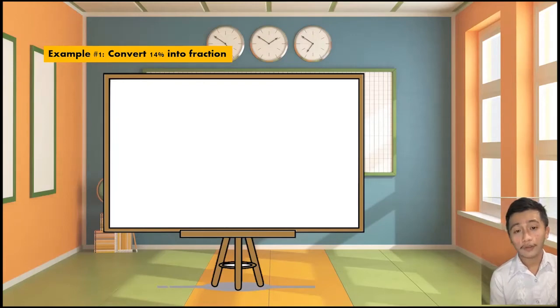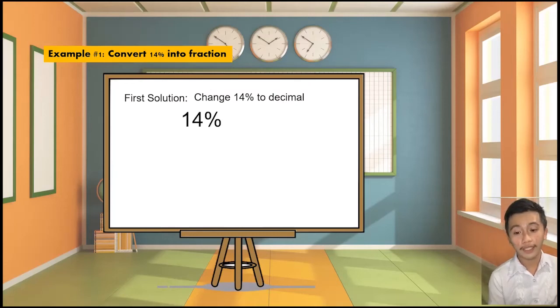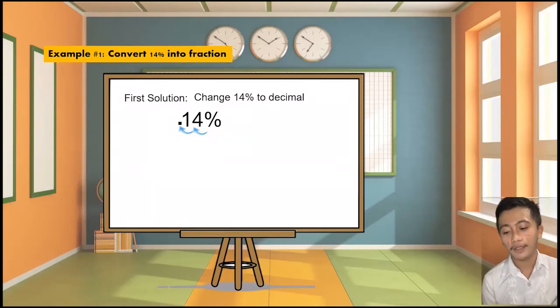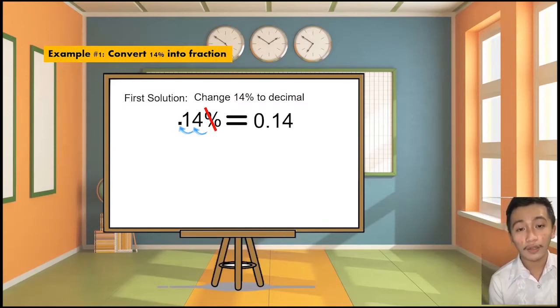So, for our first solution, we will change 14% to decimal. So we will just move the decimal point 2 places to the left. So we'll count 1, 2. Then drop the percent sign. So therefore, 14% is equal to 14 hundredths. So now we have the decimal form 14 hundredths.